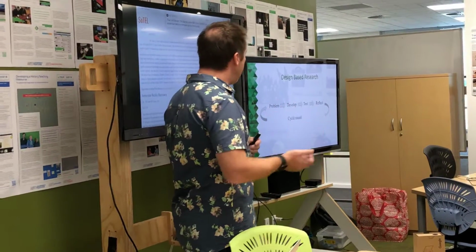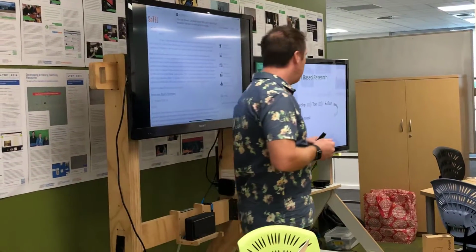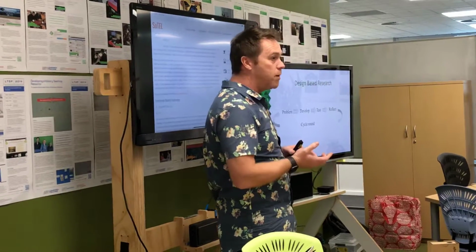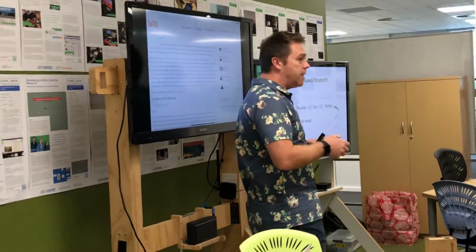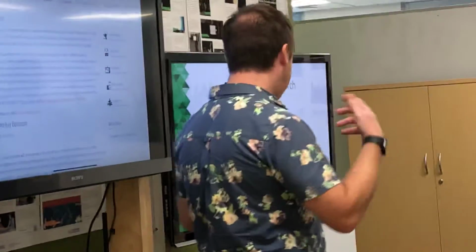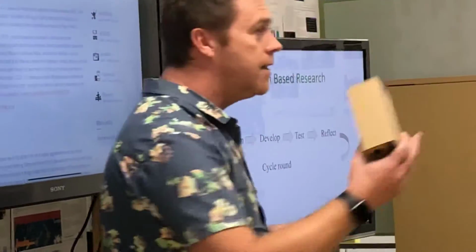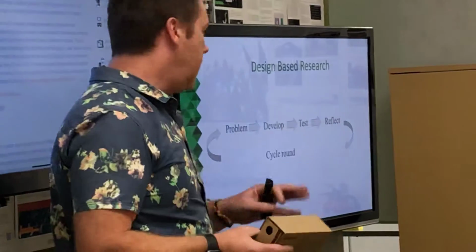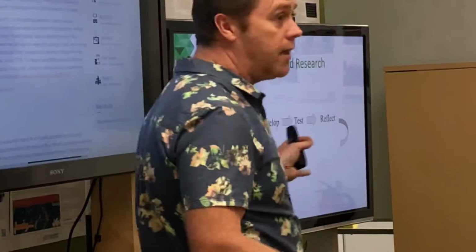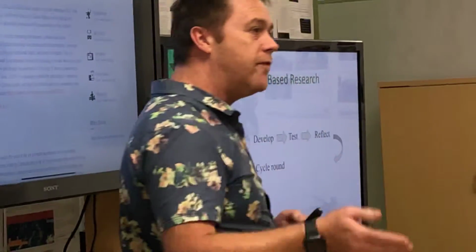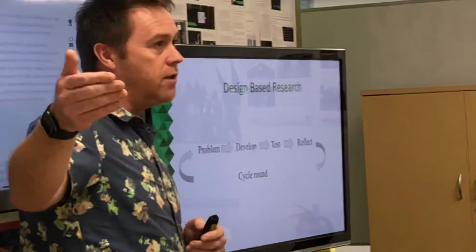So we used a design-based research model. We came up with a series of problems. We tried to develop ideas around those problems, test those ideas, reflect, and we cycle around again. And I'll just quickly give you an idea of how we've developed some of these ideas in 3 iterations.